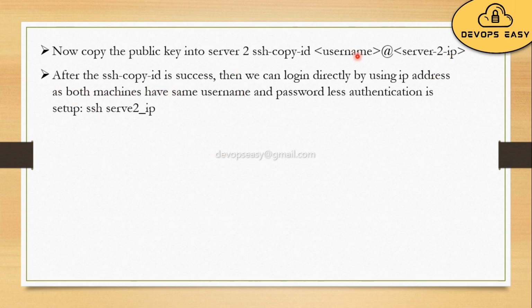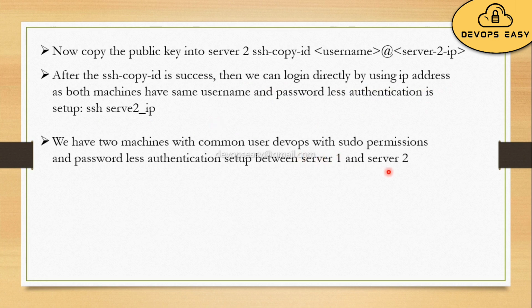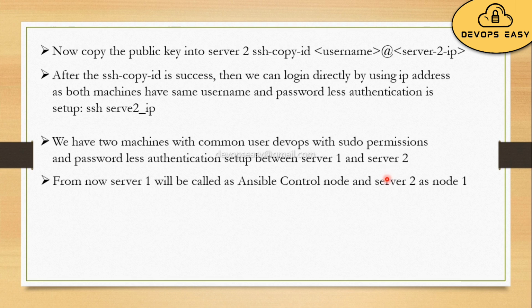After ssh-copy-id is successful, we can log in directly using the IP address. Then you need to execute ssh and the IP address of the server. You will directly log in into the node from server 1 to server 2. So now once the user is ready, we can call server 1 the Ansible control node and server 2 node 1.